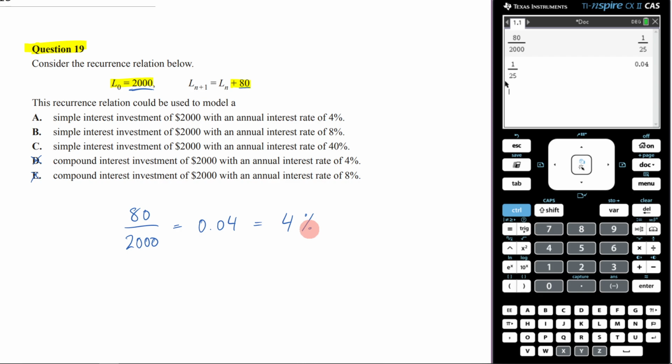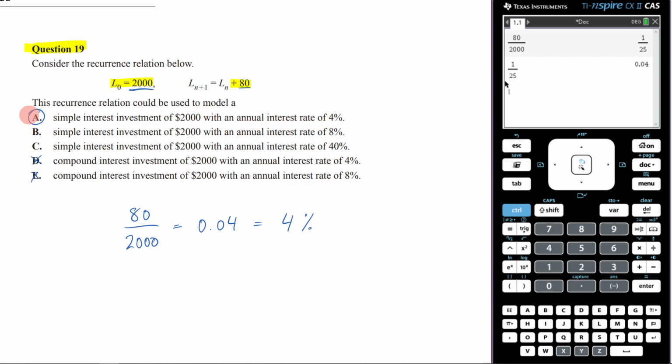So to really think this through, let's just say you sat a math test that was out of 2,000 marks, which would be an insane math test, and you only scored 80 of those marks, you would have scored 4%. And that's what we've simply done there. We've gone 80 on 2,000 to figure out 80 as a percentage of 2,000, and we've gotten 4%. So that simply means that we've got a simple interest investment of 2,000 with an annual interest rate of 4%.